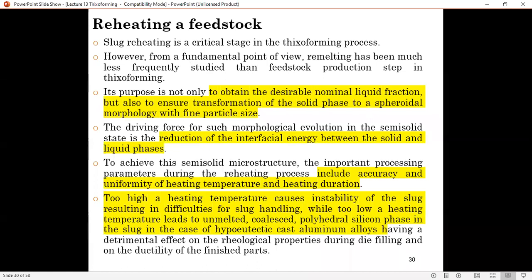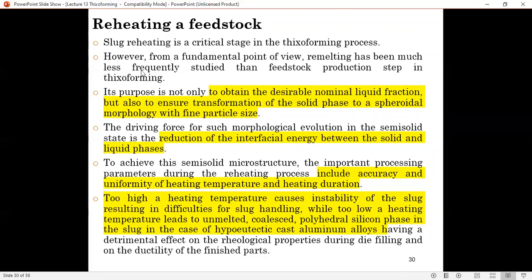Okay, so that's the first stage of the Thixoforming process, which is making the billet. To make the billet, there are two ways. One is using the solid method, the other is using the liquid method. We have looked at the four techniques to make the billet. The second stage is that you have the feedstock ready, you have the billet ready, and now you have to reheat it. That's the second stage.